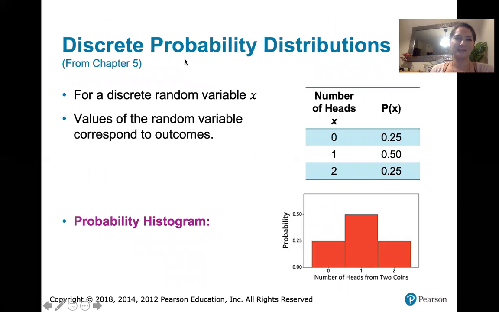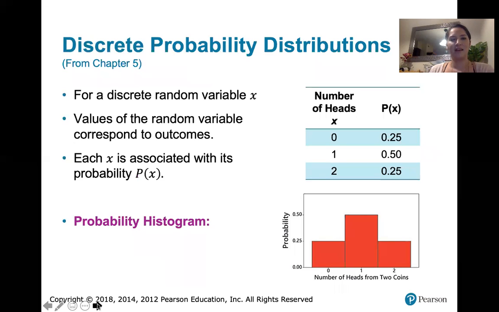Okay, so back to discrete probability distributions. These describe discrete random variables X. The values of the random variable can correspond to the possible outcomes. So if we're tossing a coin twice, we could have 0 heads or 1 head or 2 heads, and those are the possible outcomes. And then each X is associated with its probability. And the sum of the probabilities is 1 in order for this to be a true probability distribution.